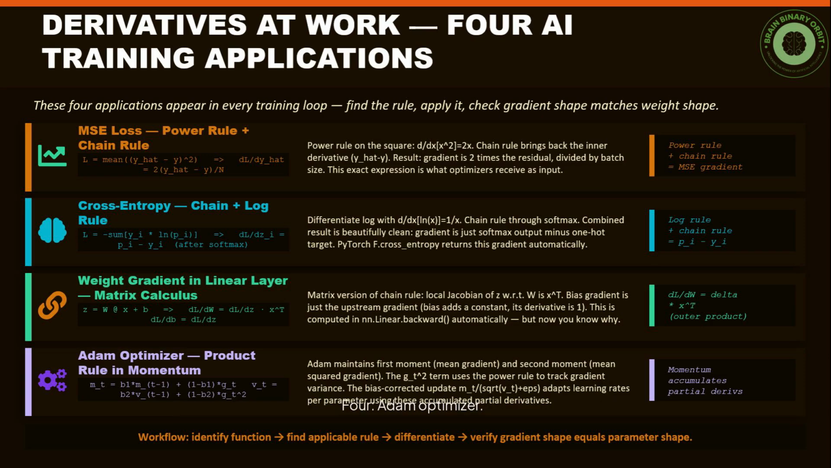4. Adam optimizer. First moment m is an exponential moving average of gradients. Second moment v is an exponential moving average of squared gradients. The g squared uses the power rule. The bias-corrected update divides by the square root of v, adapting learning rates per parameter.